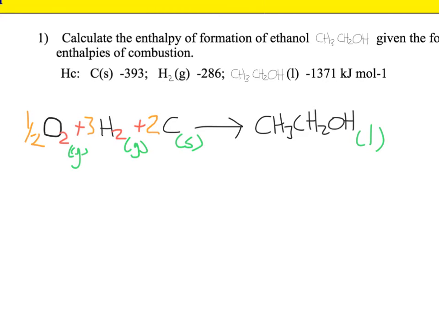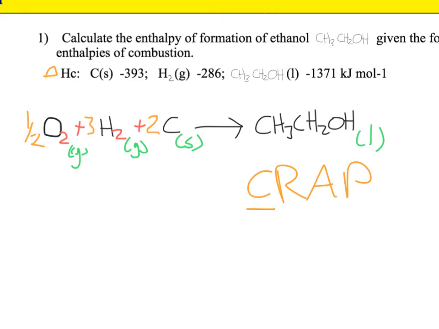So the shortcut, it goes like this. What you do is you look at the data that you've been given. As you can see, all of the data you've been given is combustion data. It's all combustion data. If it's all combustion data, what I want you to think is, I want you to think crap.